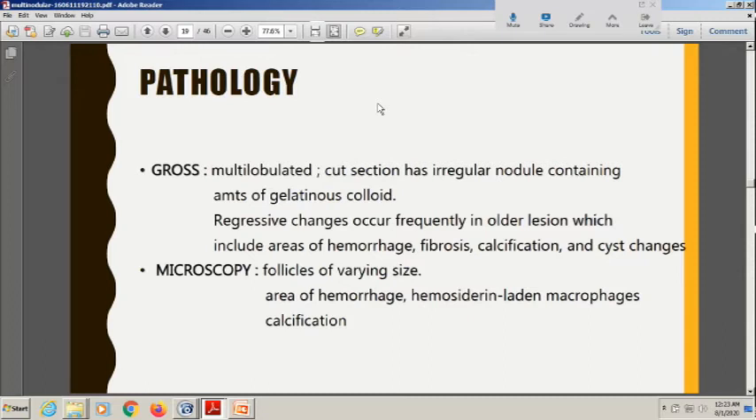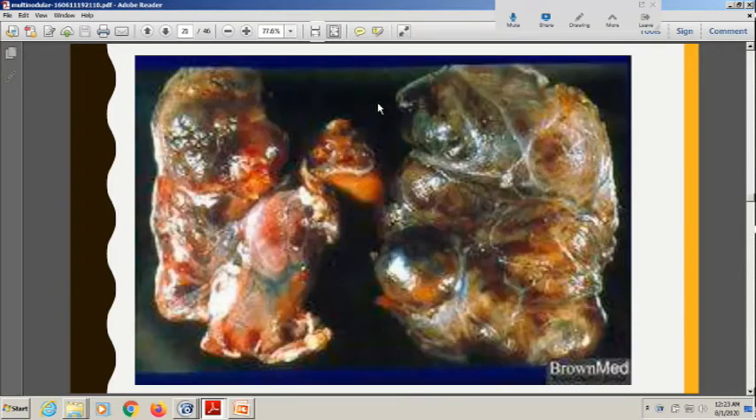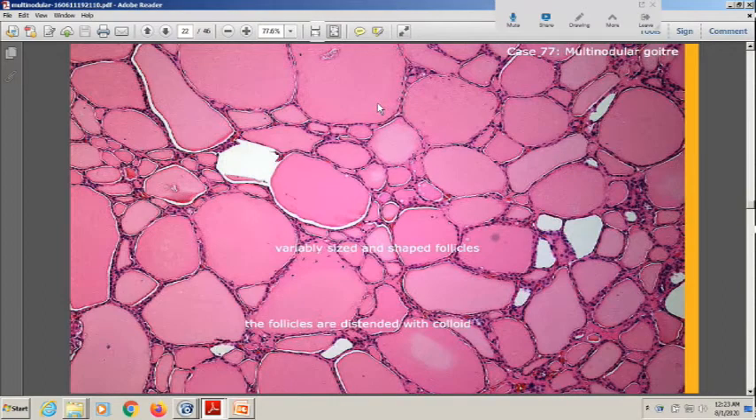Now microscopically, the follicles are varying in size. This is the microscopic feature. You can easily see the variable size and shape of the follicles. Some are very large, some are very small. These again coalesce to form the nodules.